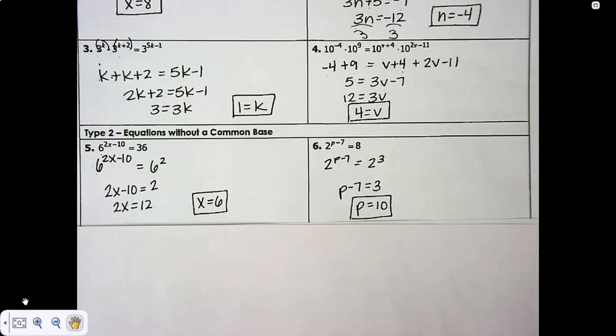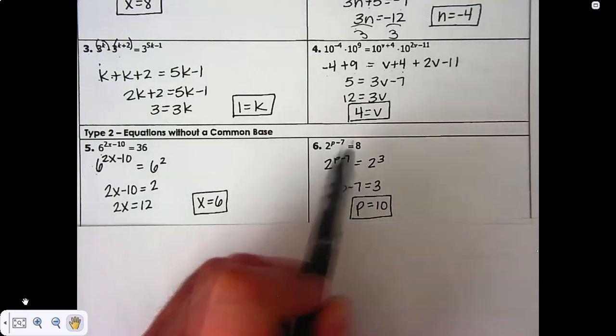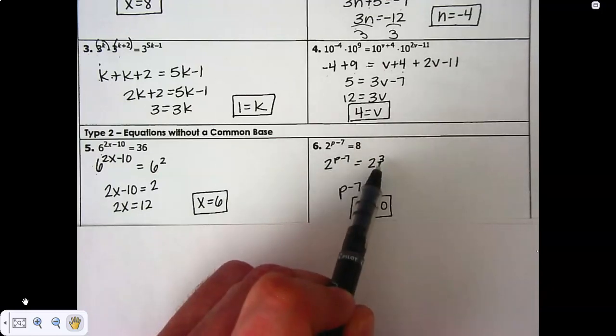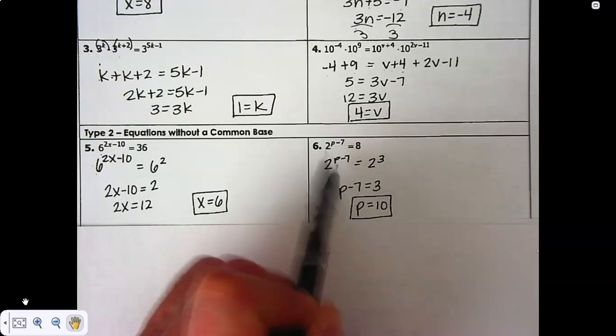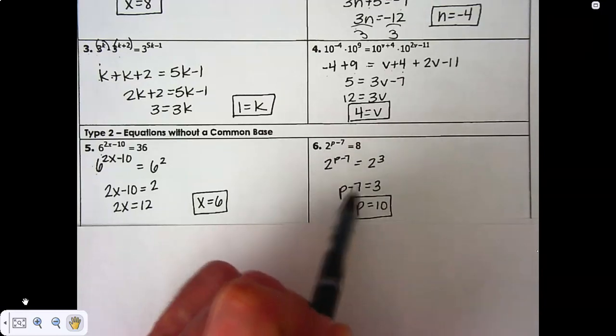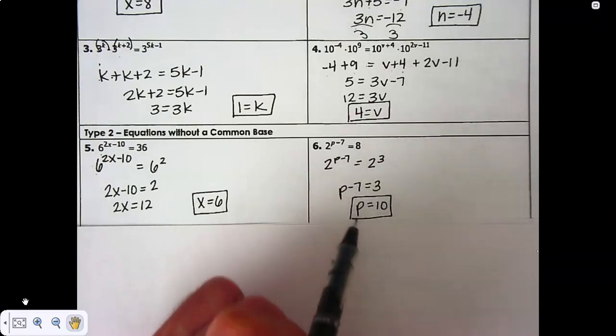So you would have on the left side 2 to the p minus 7, that didn't change. All we did was rewrite the 8 as a base of 2. So we have 2 to the 3rd power. Once they have a common base, you can ignore or drop them and just solve the resulting equation. P minus 7 equals 3. You would add 7 to both sides and you get p equals 10.